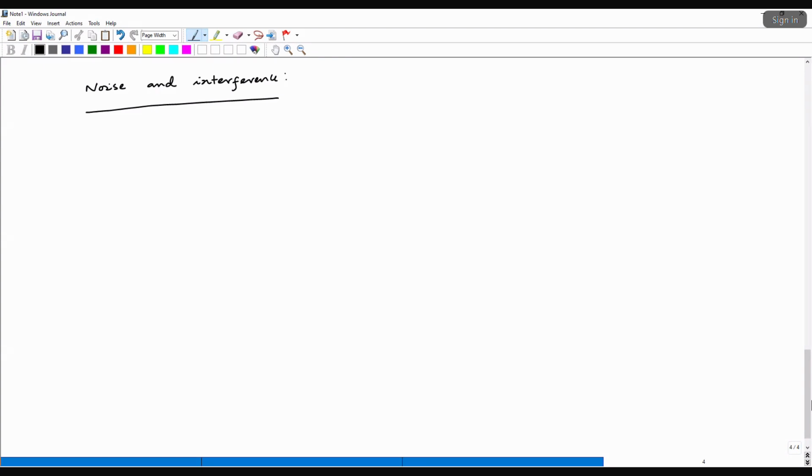For example, I'm measuring the EMF, but there is another source present over there which is affecting the signal. So that could be interference. Very good. But noise is particularly intrinsic to the system, which agrees with within the system.